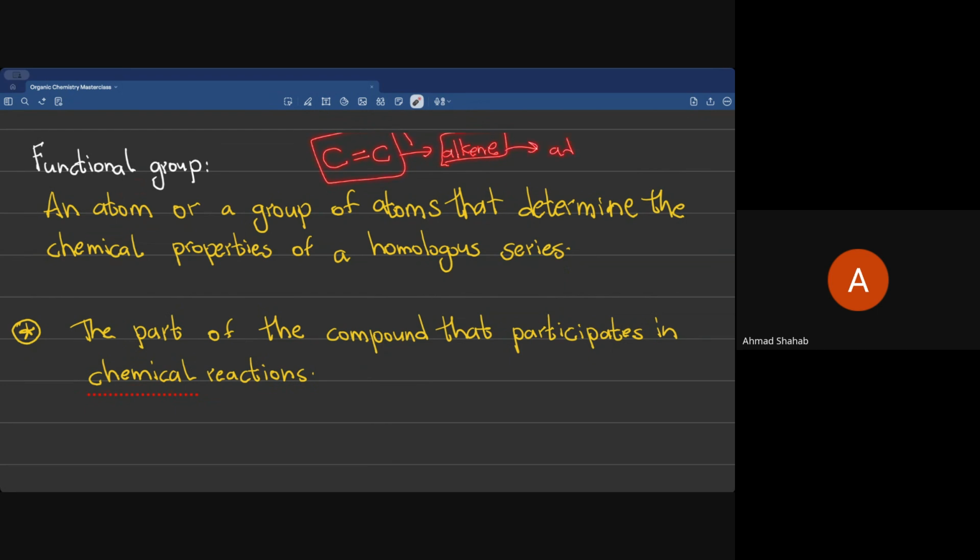Alkene can undergo addition reaction, right? Addition reaction जो कि हम आगे जाके पढ़ेंगे, it only happens because carbon to carbon double bond है, right? ये double bond ना हो तो ये वाली chemical properties की ना हो, addition reaction ये perform ना कर सके. So this is a defining feature of a series of compounds or a homologous series. And it is also the part that participates in chemical reactions.